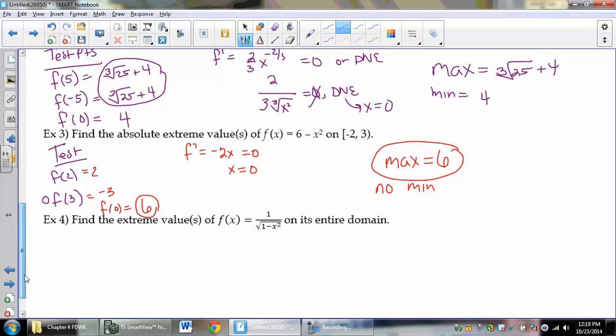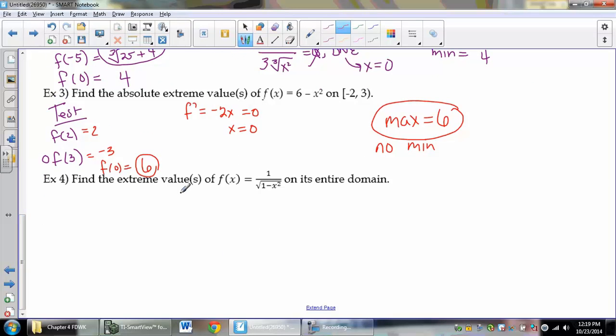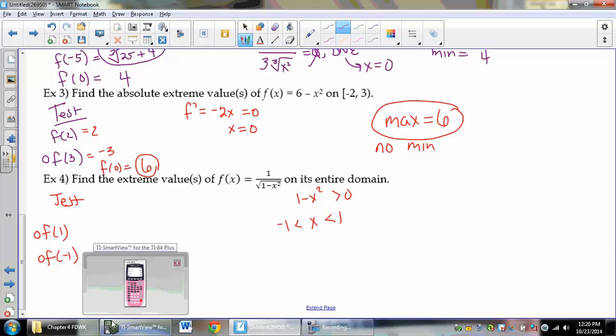And then last but not least, this one says find the extreme values of that on its entire domain. So the first thing I should figure out is what's the domain of this? Well, the domain of that would be the points where that inside is greater than 0, which is when x is between 1 and -1. So I'm going to test f of 1 and f of -1, but I'm going to remember that those are holes, that function doesn't actually exist there.